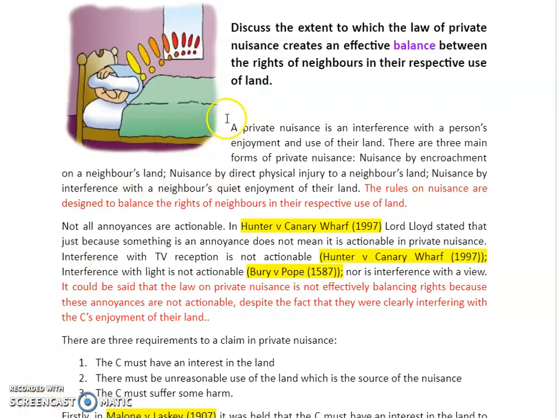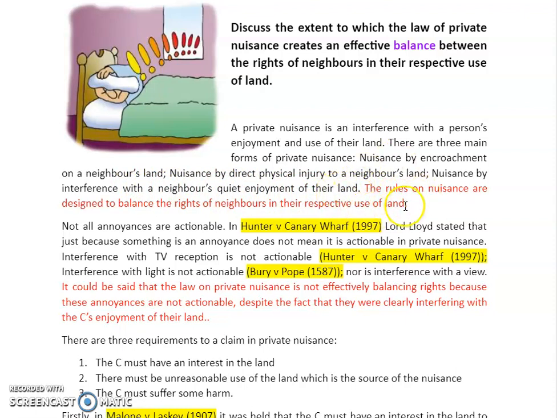To start off with, I've given a little definition of what private nuisance is. Private nuisance is an interference with a person's enjoyment of the use of their land. And there are three main forms of private nuisance. Nuisance by encroachment onto a neighbour's land, that's typically where a tree or something like that is going onto the neighbour's land. Nuisance by direct physical injury to a neighbour's land, so the clue is in the name there, a fence being damaged or something like that. Or nuisance by interference with a neighbour's quiet enjoyment of their land. And that's really what we're considering here.